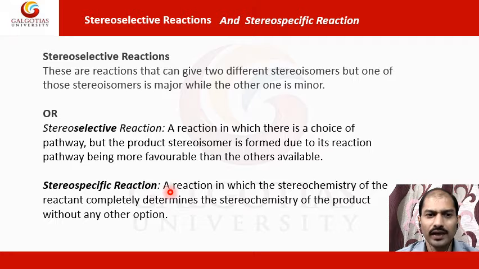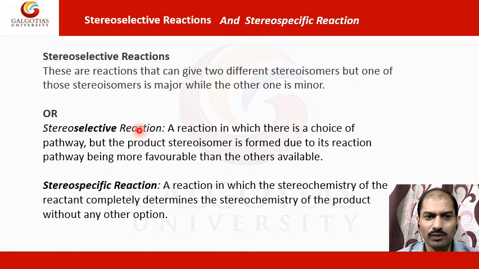A stereospecific reaction is a reaction in which the stereochemistry of the reactant completely determines the stereochemistry of the product, without any other option. It means the reactant stereochemistry plays a very important role in deciding what the stereochemistry of the product will be. So in this stereospecific reaction, the reactant stereochemistry is important, and it will determine the stereochemistry of the product from the starting material or the substrate.